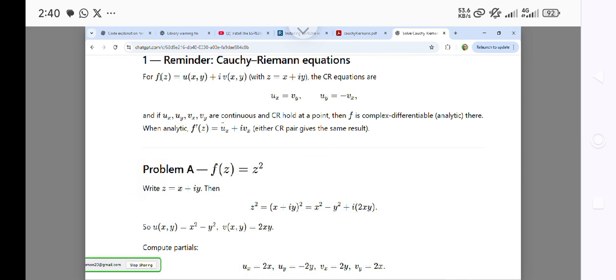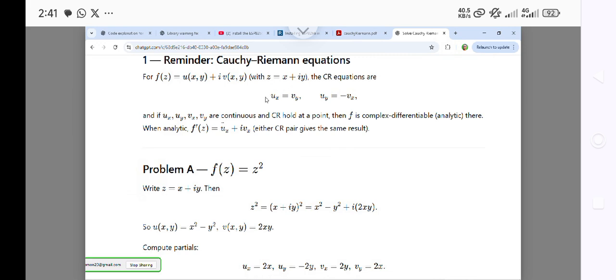The function f is a function of a complex number z, composed of a real part u of x comma y, which is a real function having x and y, plus i v of x comma y. So this i is the imaginary part, and v of x comma y is the imaginary part of the function. Normally we know that z is equal to x plus iy. Whenever you see CR, it means Cauchy-Riemann. In an exam you may not be told, but CR means Cauchy-Riemann equations.